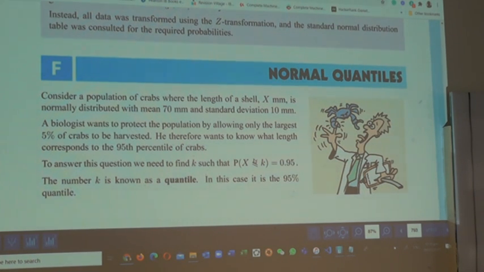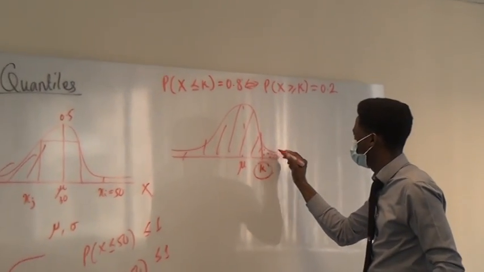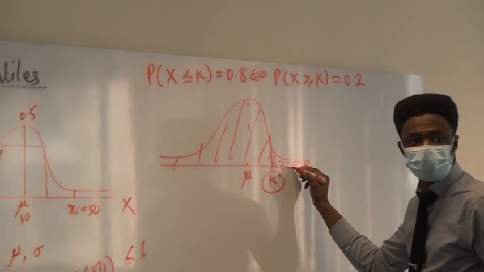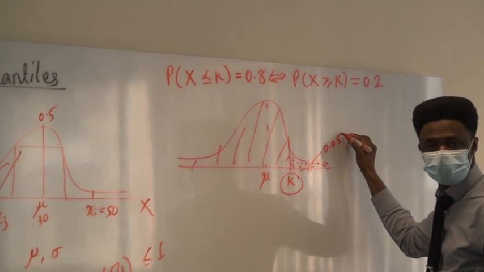Do you understand that? With the mean and standard deviation, if you say you can only take the top 5%, now with this information, look, only the largest 5%, right? So in this case, you are saying that you can only harvest these ones, whereby this area is equal to 0.05.